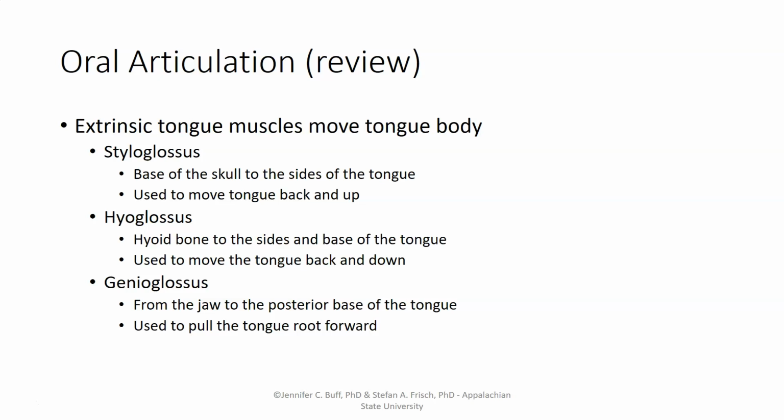The hyoglossus, which runs from the hyoid bone to the sides and base of the tongue, is used to move the tongue backwards and downwards. And the genioglossus, which runs from the interior of the jaw to the posterior base of the tongue, can be used to pull the tongue root forward.